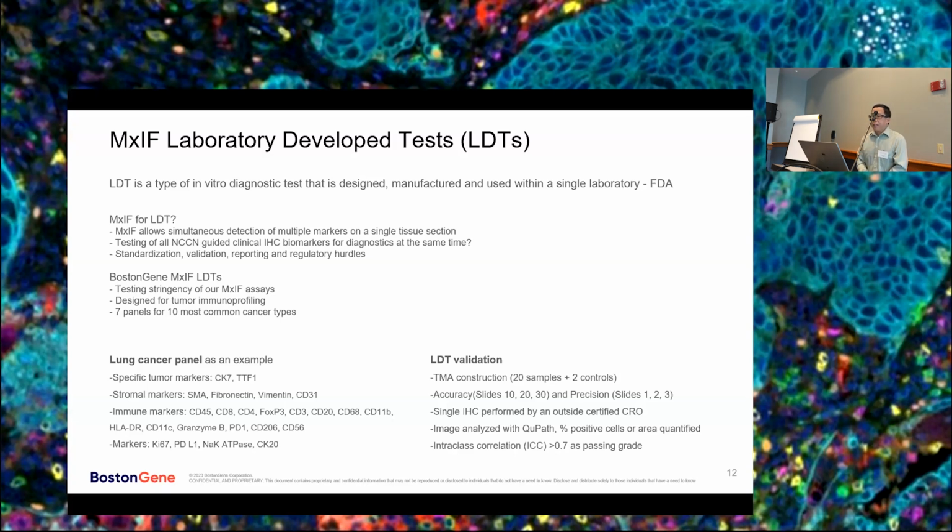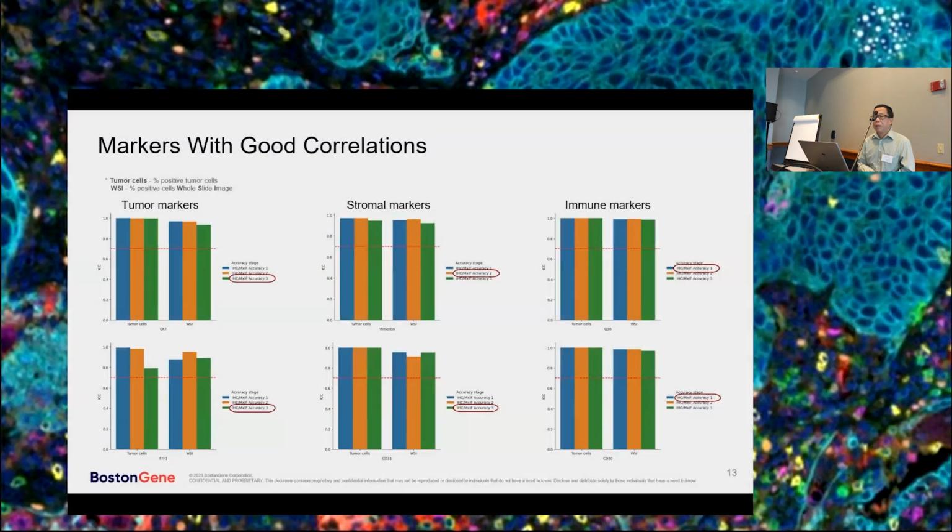For image analysis, we simply use a free software, QuPath, and whenever possible, we'll use percentage of positive cells. For some stromal markers, using this software, it's impossible to quantify percentage of cells. Then we use percentage of area. And then we use intra-class correlation, ICC, greater than 0.7 as a passing grade.